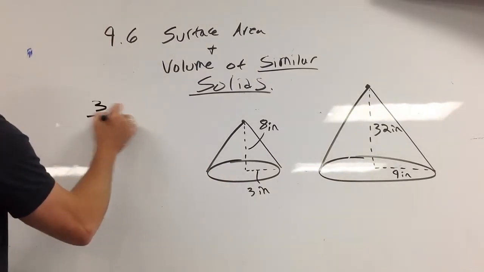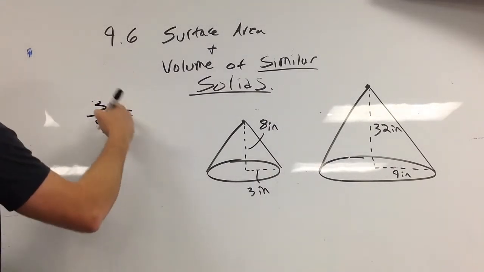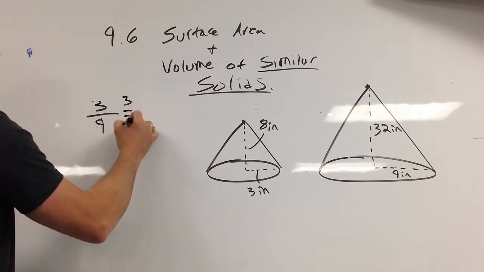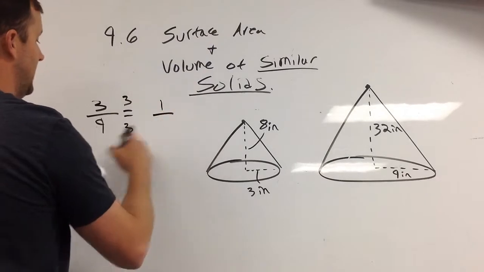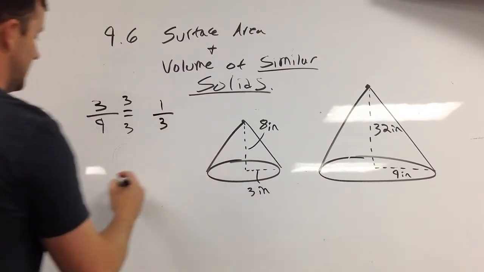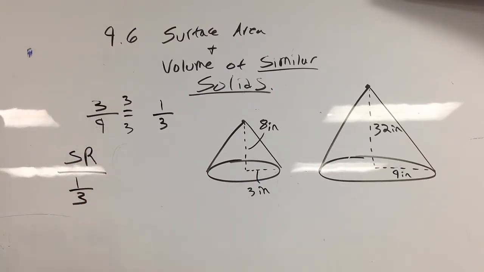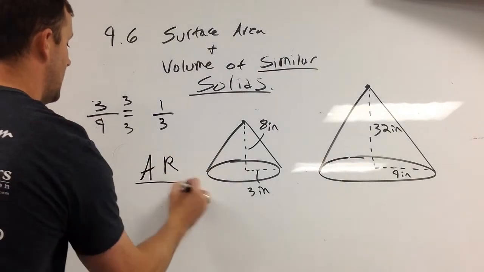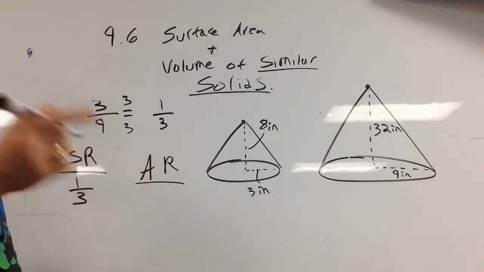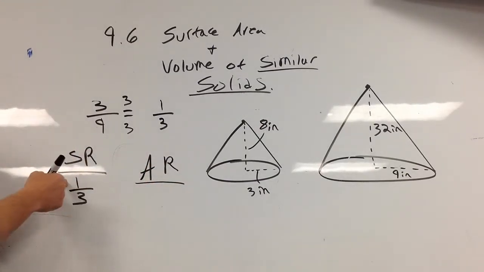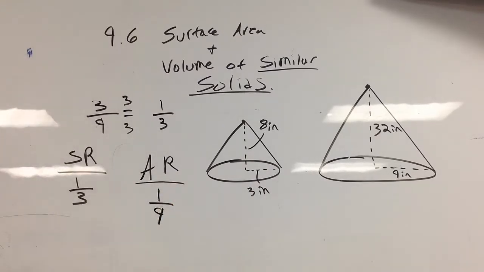So 3 over 9 is going to be my ratio, and the first thing I have to do is reduce that. I know 3 and 9 can both be reduced by 3, which I can just type in the calculator to give you a reduced fraction. So 3 divided by 3 would be 1, and 9 divided by 3 would be 3. So my similarity ratio is going to be 1 over 3. Now, to find my area ratio, all I have to do is take my similarity ratio and square it, because remember, area is always measured in squared units. So 1 squared is 1, and 3 squared is 9. So my area ratio would be 1 to 9.